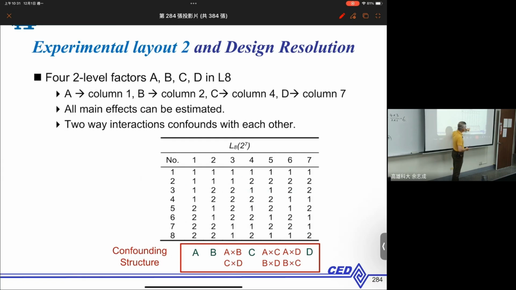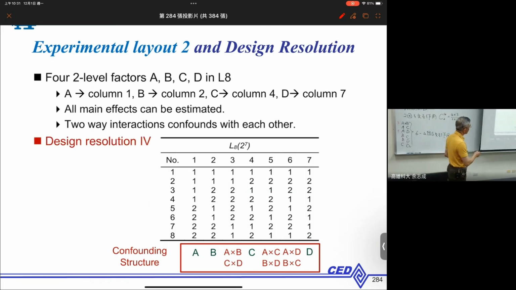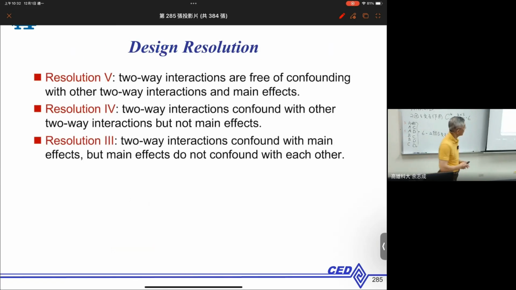So when you analyze the interaction plot for AB, actually it will be influenced by interaction CD. So in this case, you can only analyze one of the confounded two-way interactions. In this case, we call this resolution 4. So this is the design resolution.